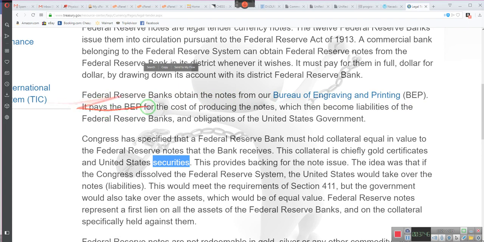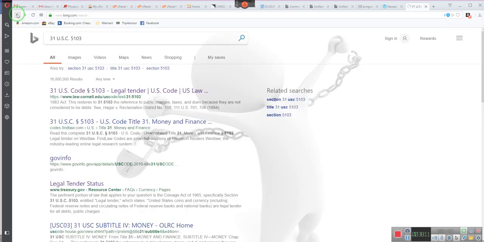The Federal Reserve doesn't print the notes, but they issue the notes at their discretion. All right. It says the Bureau of Engraving and Printing says the Federal Reserve pays them for the cost of producing the notes, which then become liabilities of the Federal Reserve banks and the obligations of the United States government. Okay? That's the deal they worked out with each other. So a lot of people have been saying things backwards. Don't know why.